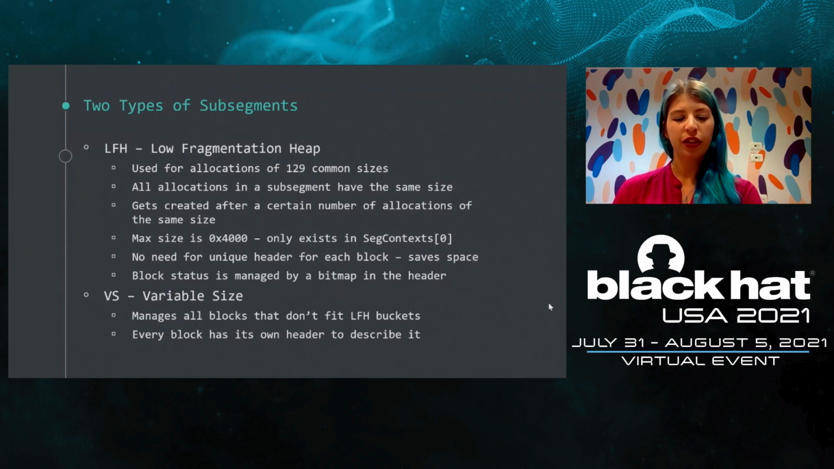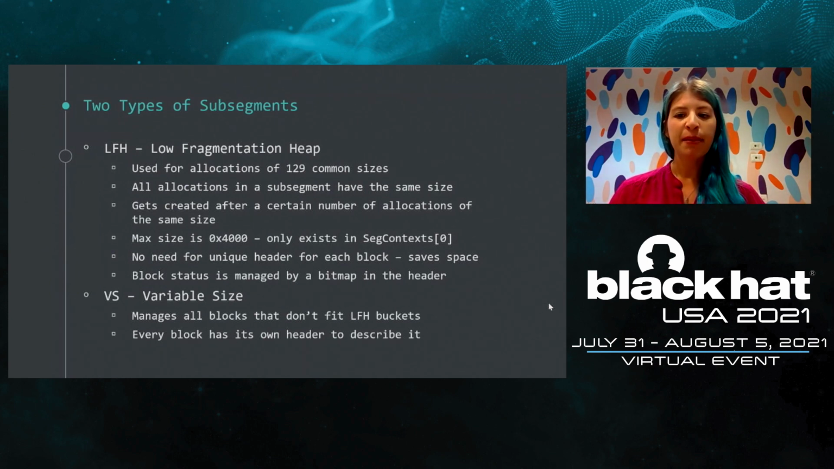Now, each range of LFH subsegment will only have blocks of one of the 129 common sizes. So we could have one range that handles block size 20 bytes, one range that handles block size 40 bytes, another one that handles block size 100 bytes, etc. And then we have the second type of subsegment, VS, or variable size, and that handles everything else. Anything that doesn't fit in one of the LFH buckets goes in a VS subsegment.